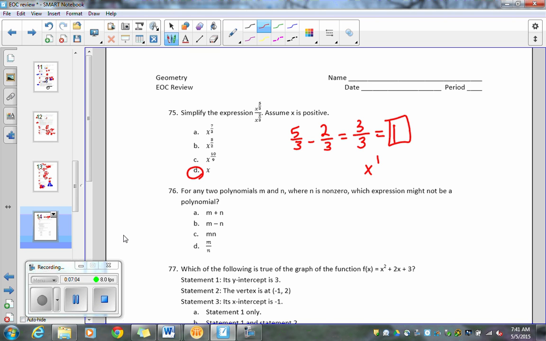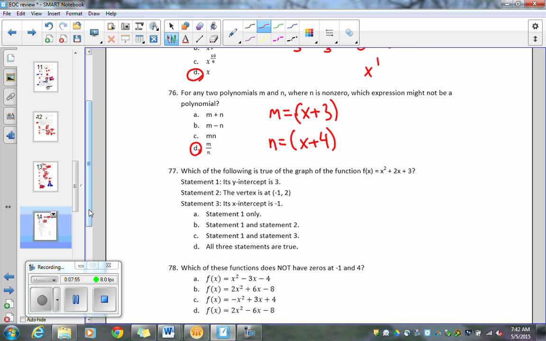76. For any two polynomials m and n, where n is non-zero, write an expression which might not be a polynomial. A polynomial means 2 parts. So for example, if m represented, I'm making this up, x plus 3, and n is equal to, making this up, x plus 4. Well, you can add these, which gives you a polynomial, so this is yes. You can subtract, which ends up being a polynomial, yes. You can even multiply them, which is yes. So the one that you can't would be D.